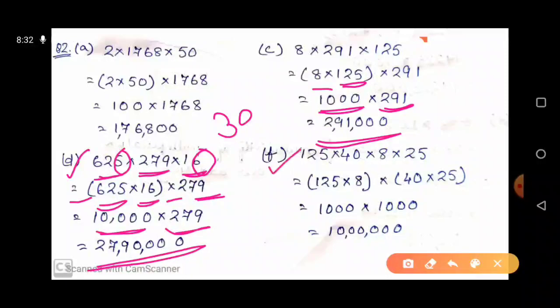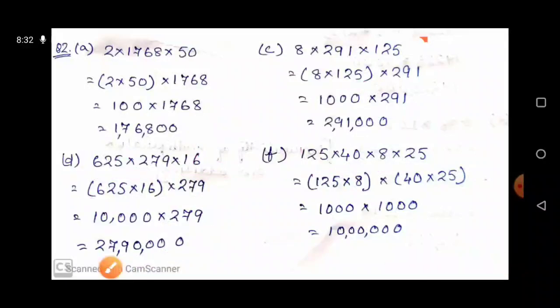Now question number F. Question number F is 125 into 40 into 8 into 25. Here 4 numbers are given.